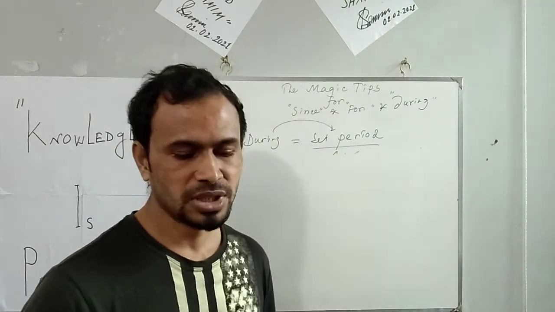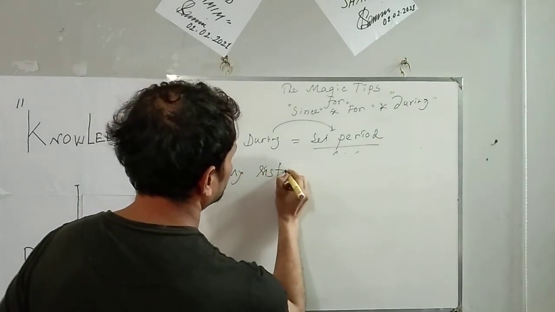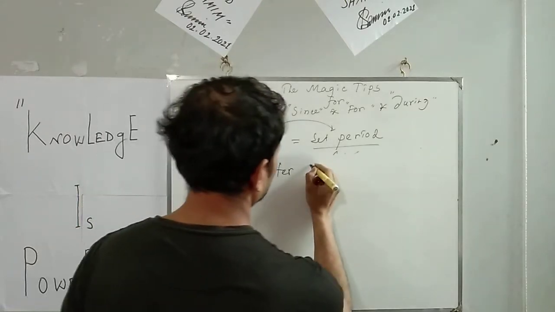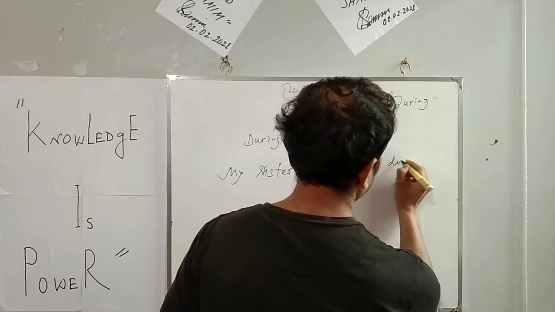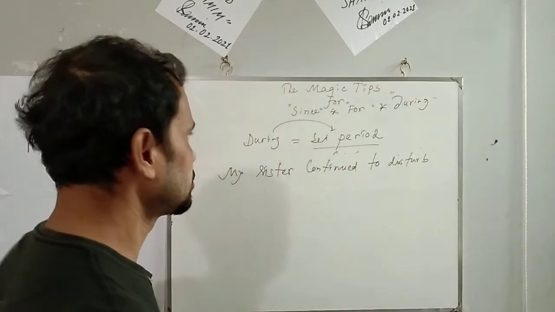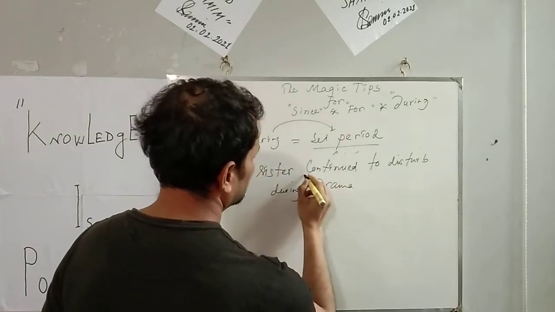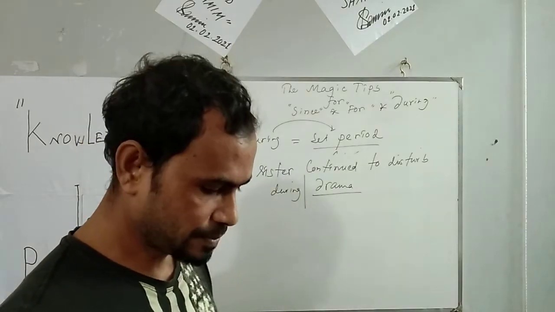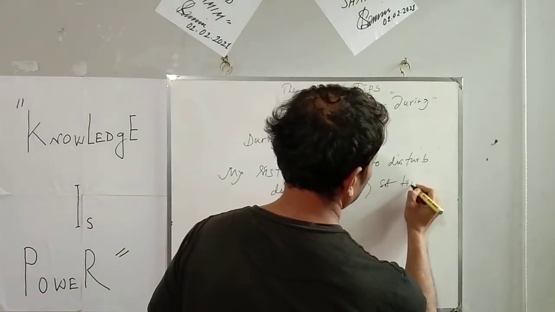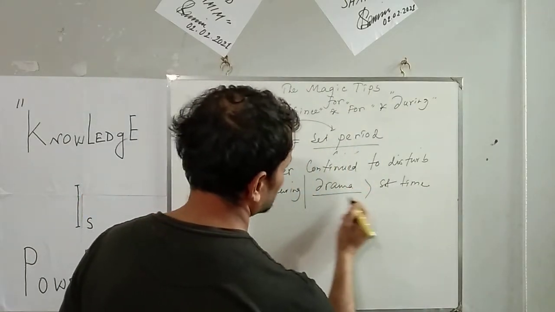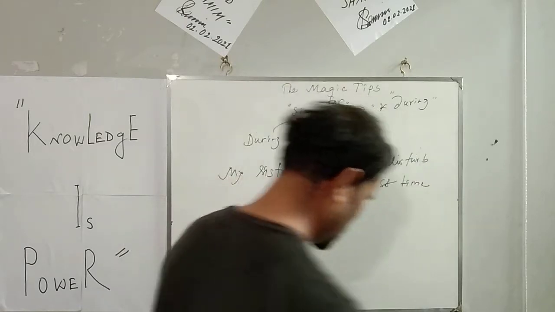My sister continued to disturb me during drama. So drama is a set time. It's about 1 hour. Drama is a set time. Okay, it's about 1 hour.